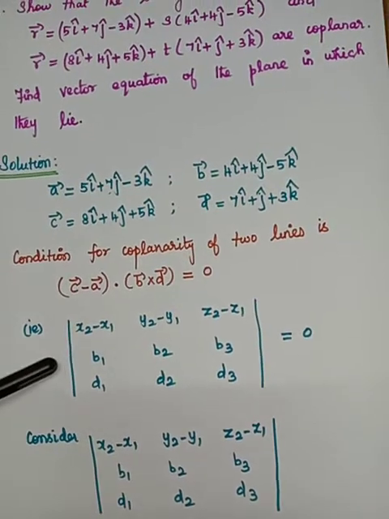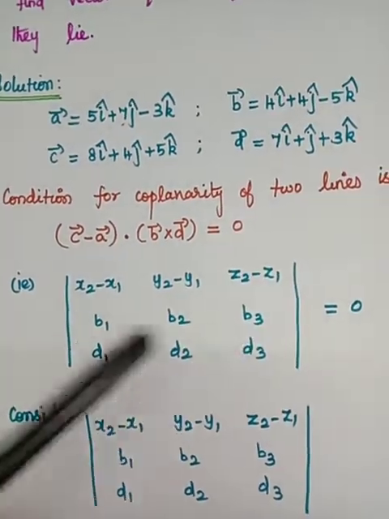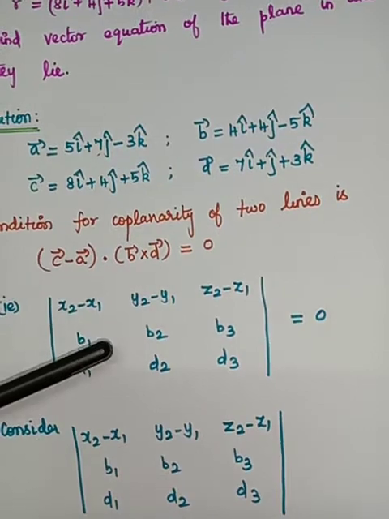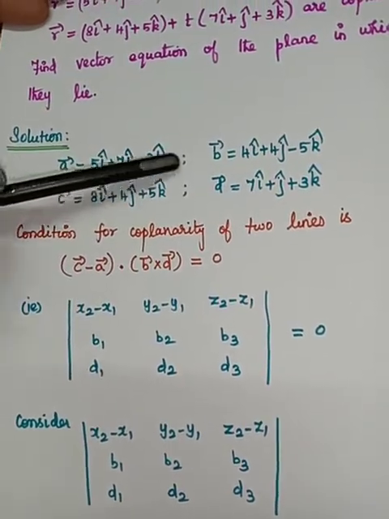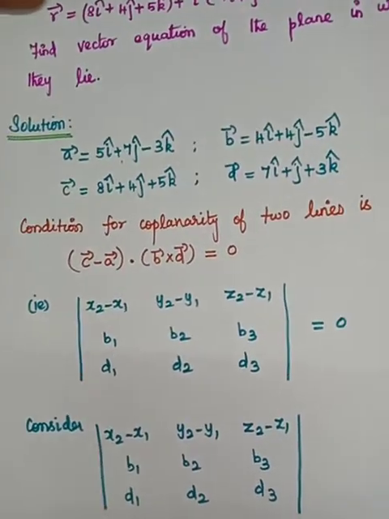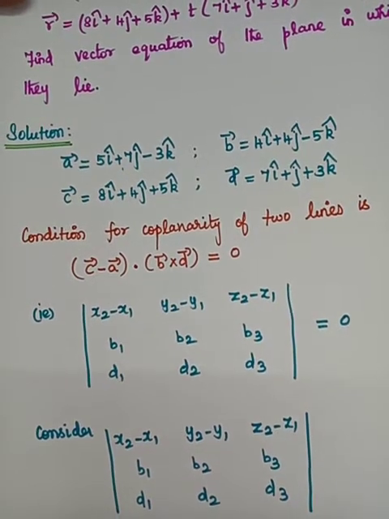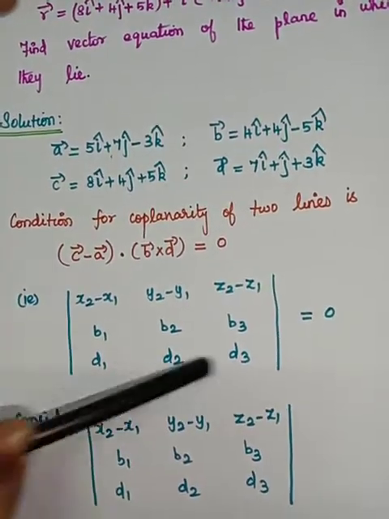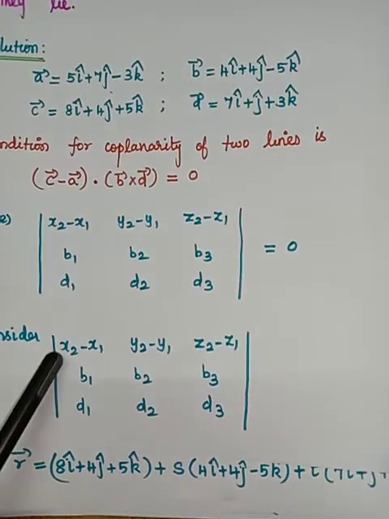You can evaluate using the determinant x2 minus x1, y2 minus y1, z2 minus z1; b1, b2, b3; d1, d2, d3 is equal to 0. Both are the same; one is in vector form, the other in Cartesian form. Here I have to write x2 minus x1. A vector components are written as x1, y1, z1, and C vector components are x2, y2, z2, because they are the position vectors of the passing points of those two lines. Here we have to prove it is equal to 0. For that you consider only the left hand side, and write the first row, that is x2 minus x1.